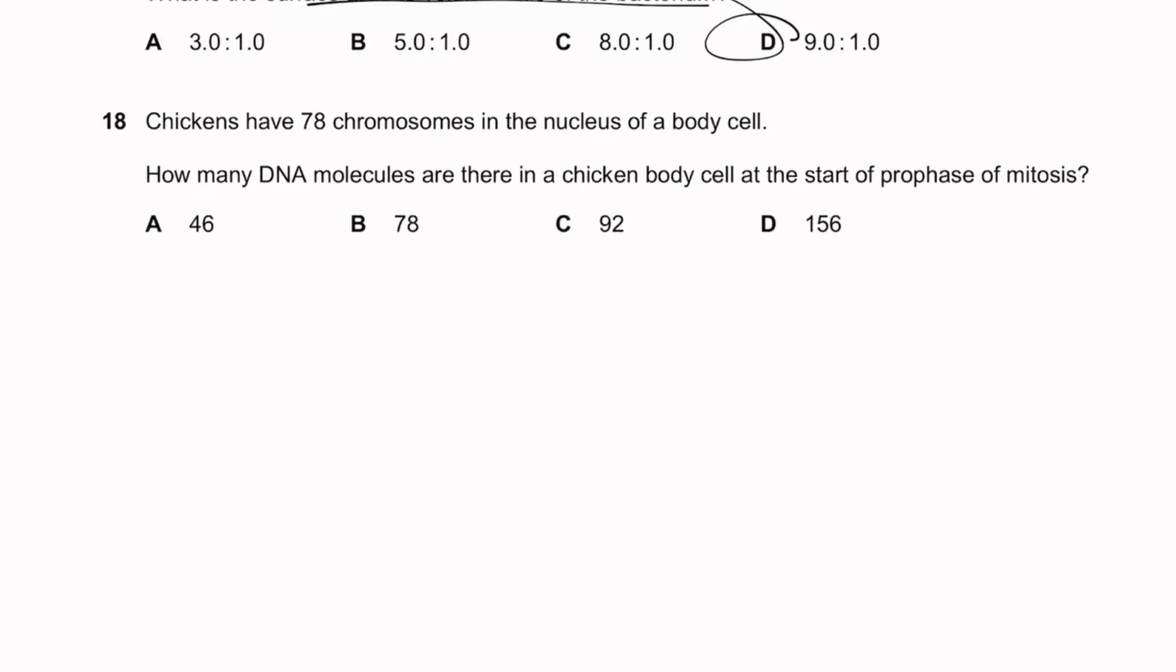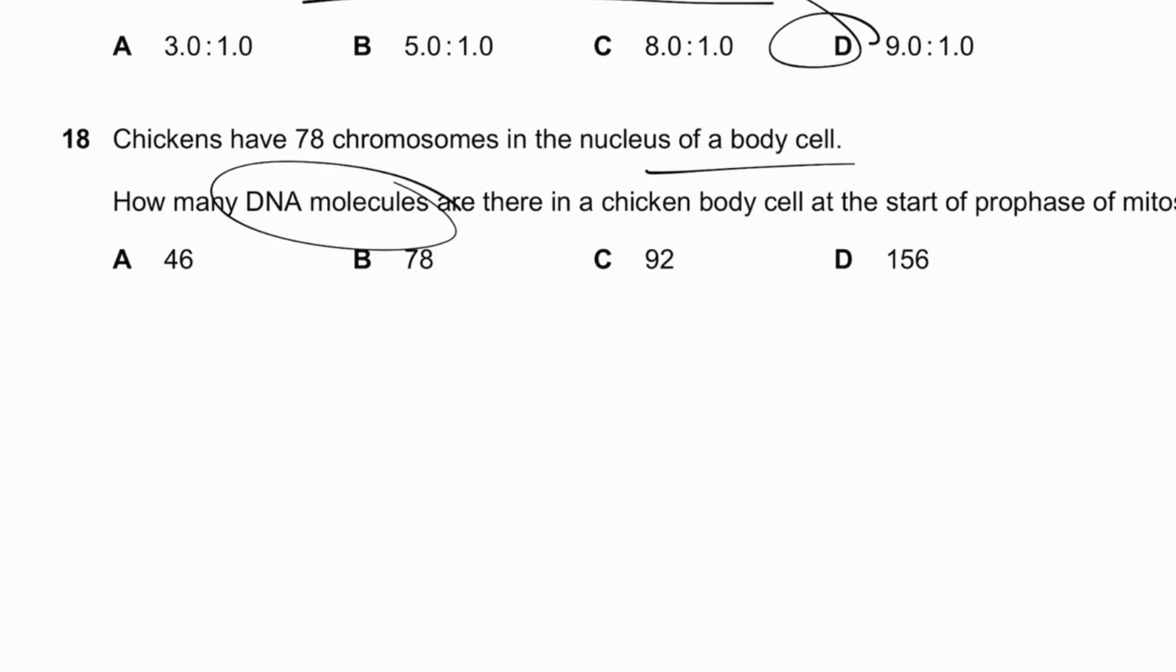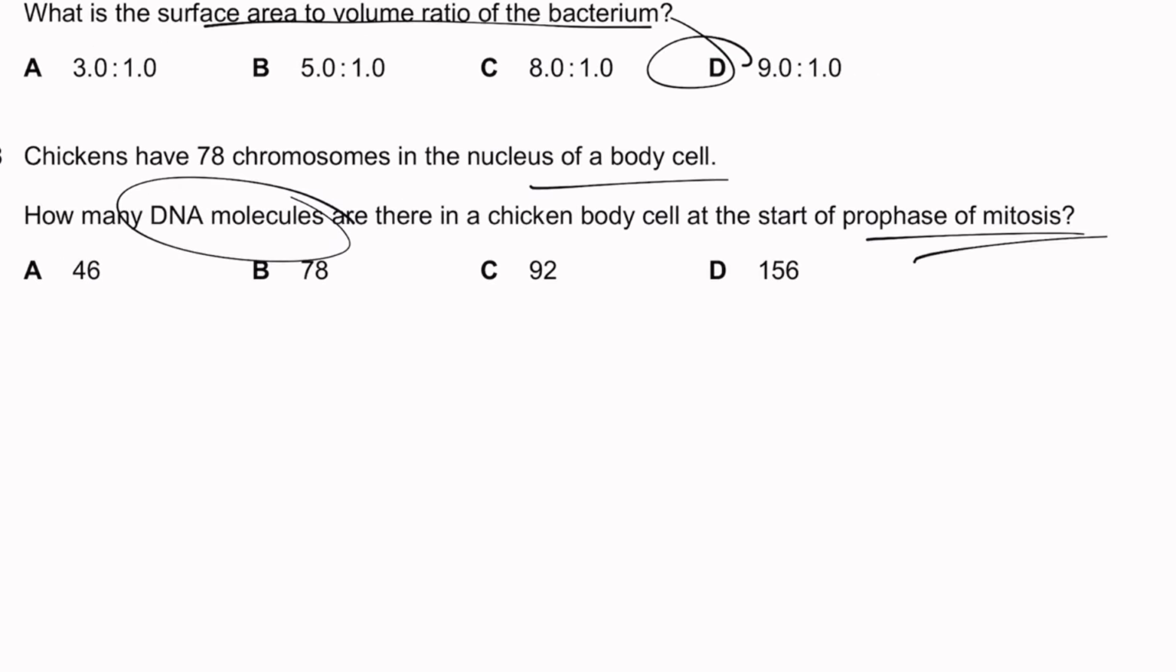Chickens have 78 chromosomes in the nucleus of the body cell. How many DNA molecules are there in the chicken body cell at the start of prophase of mitosis? Remember, DNA molecules is different to chromosomes. If he asked for chromosomes, it would be the same number, because this is mitosis, which is equational cell division. DNA molecules is the same as chromatids.